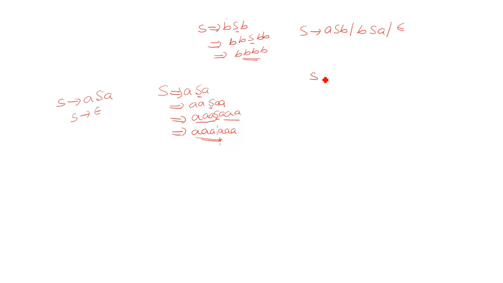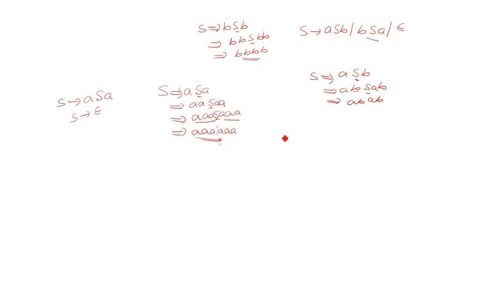So let me derive some strings and show you. S produces ASB. For one A, I'm generating one B. So for this S, let me put the second production, BSA. This B I will keep as it is. Now for this S I will put epsilon. It becomes AB. So this is how I get an equal number of A's and B's.